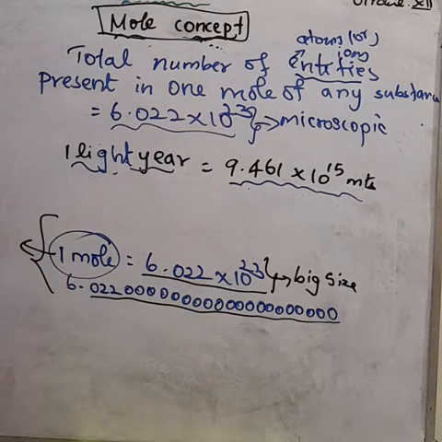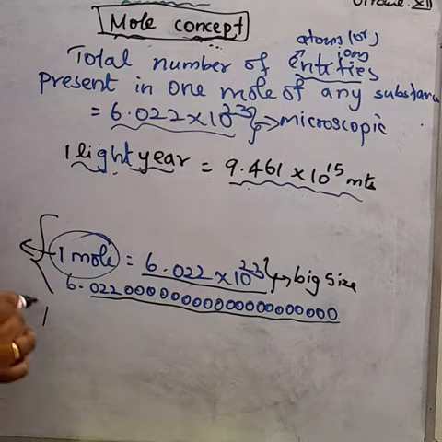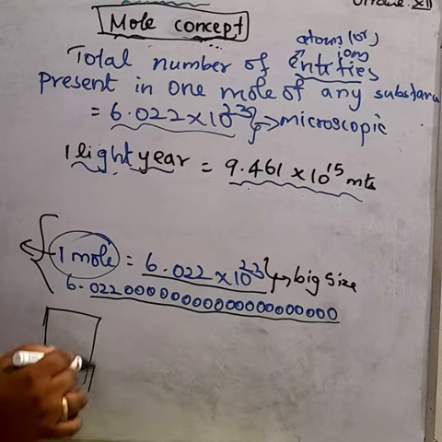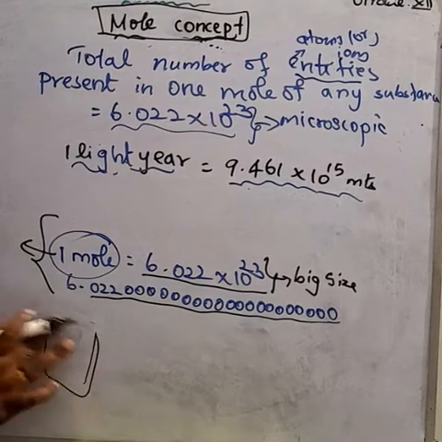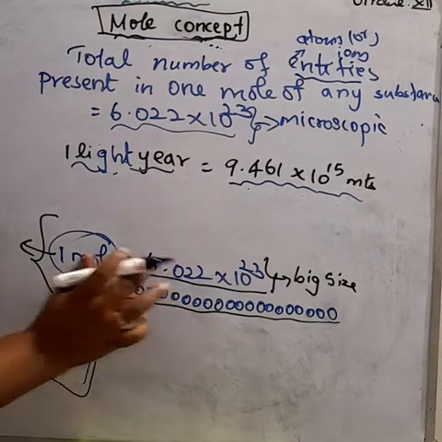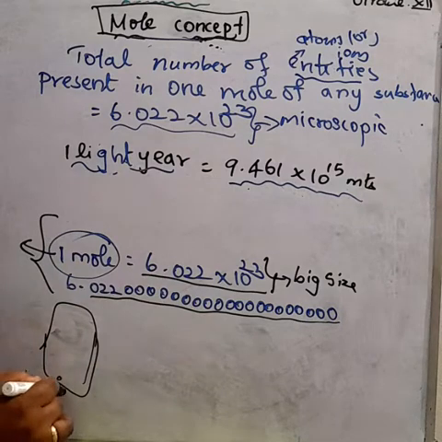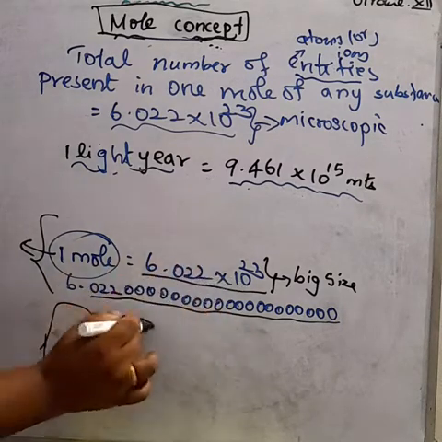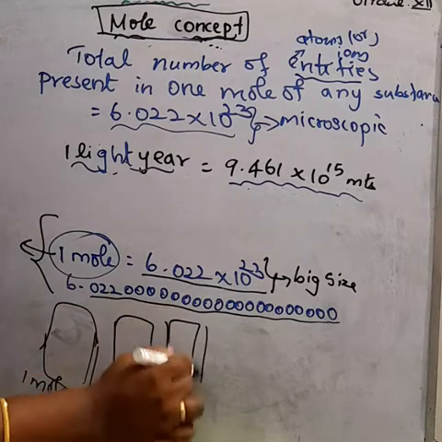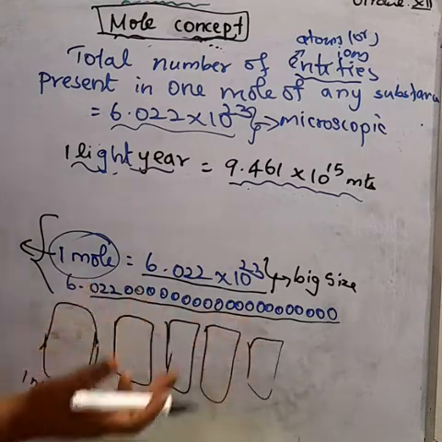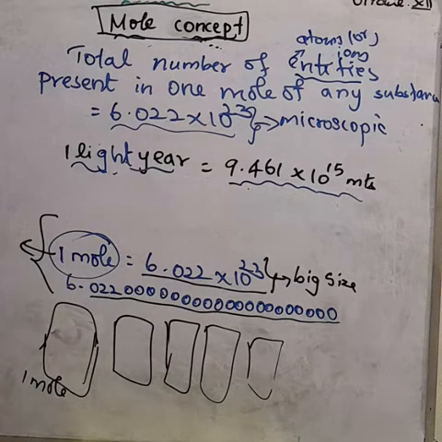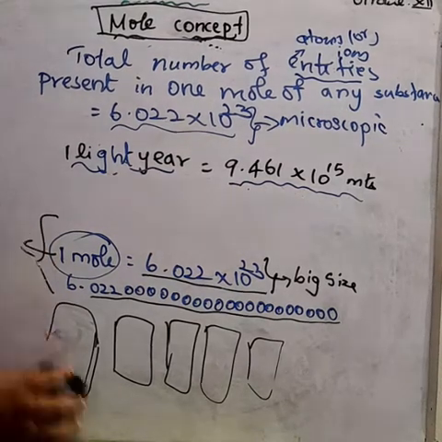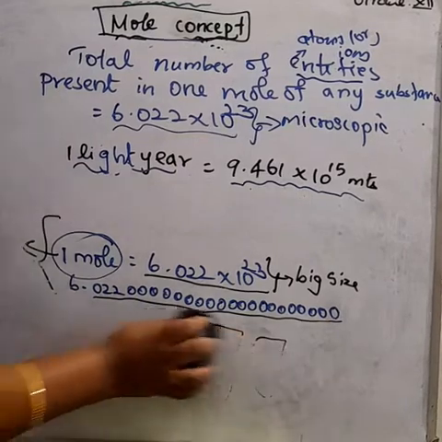For example, if you take soft drink cans, 1 mole of soft drink cans means 6.022 × 10^23 entities. If you take 6.022 × 10^23 soft drink cans, they may cover the whole earth's surface. So for macroscopic particles, it is not suitable for the mole concept. The mole concept is only suitable for small, tiny particles.